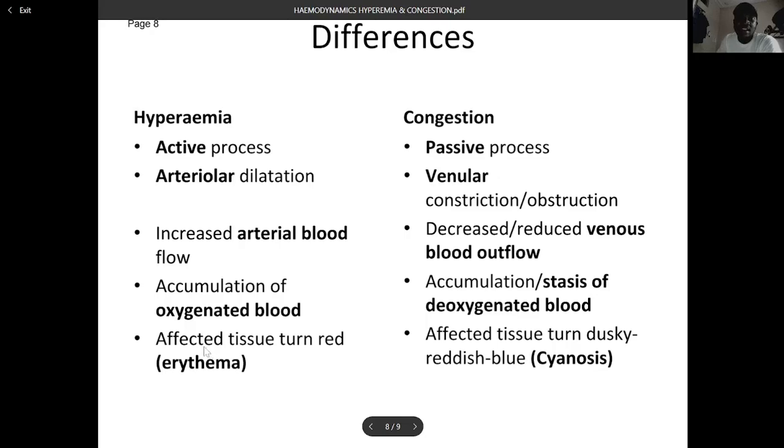Hyperemia, affected tissue turns red, erythema. That's where the term erythema came from. On the other hand, congestion, affected tissue turns dusky reddish blue, cyanosis.